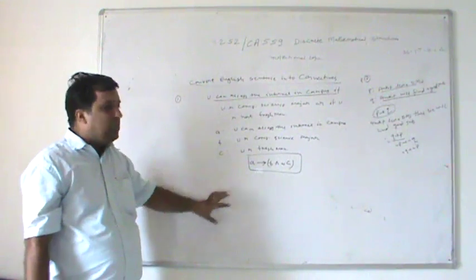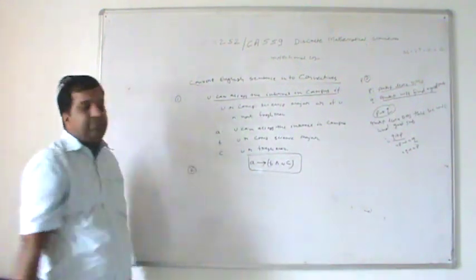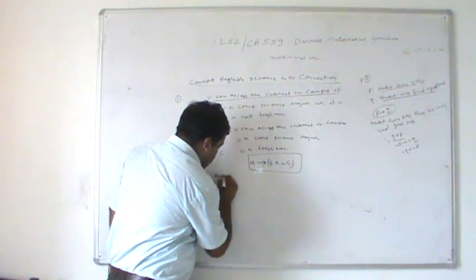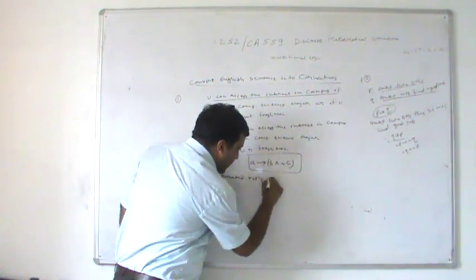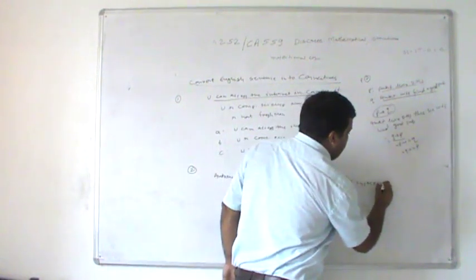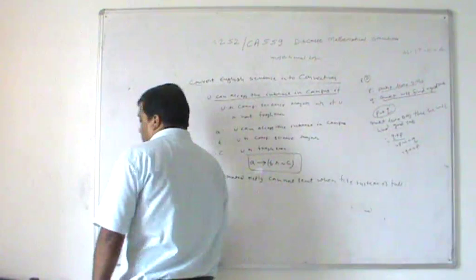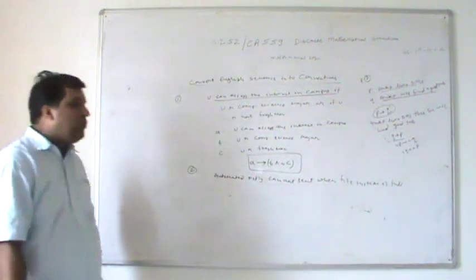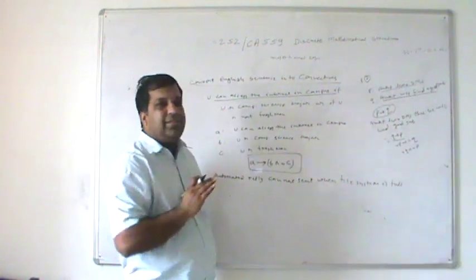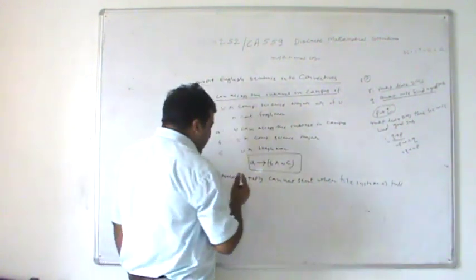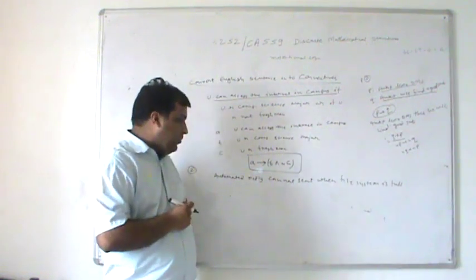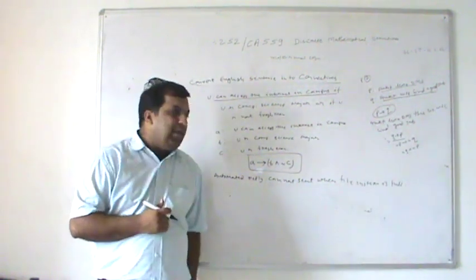So that is how to convert an English sentence into a logical connective. Now we can take another problem. The next problem is, an automated reply cannot be sent when the file system is full. Automated reply cannot be sent when a file system is full. Okay, so we can take two propositions here: one proposition is the file system is full, and another is the automated reply cannot be sent.